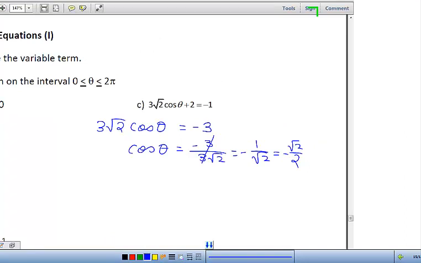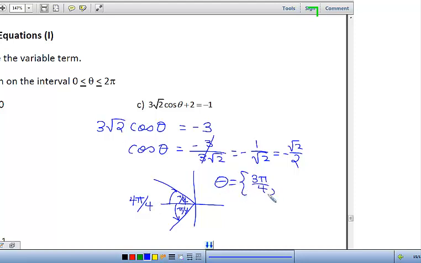And that should make us think about a reference angle of pi over 4. And so we need to think about where cosine theta is negative. And of course, cosine is negative in quadrants 2 and 3. We've got a reference of pi over 4. If we've got 4 pi over 4, that's our 180 degrees, or pi, then the values of theta would be 3 pi over 4 and 5 pi over 4.